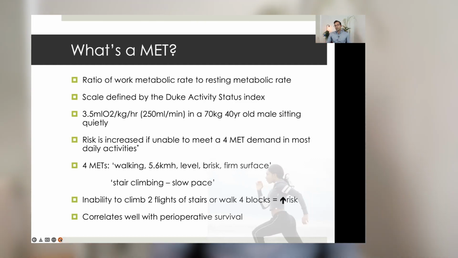And often the question you'll find people asking is, can you climb up a flight of stairs without stopping? Can you walk 4 blocks? And they've actually defined all of those things as well. But I find stair climbing is probably the most useful thing. When you're asking these questions as a medical student or in your anesthetic assessment, you'll quickly realize that a fit young 20-year-old can easily do that. But when you get the elderly patient with lots of comorbidities, they may not be able to do that. And your consultant will probably want you to find out exactly what they can do.